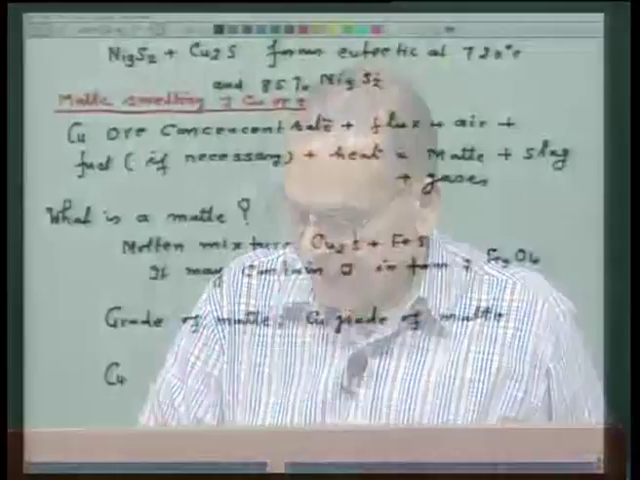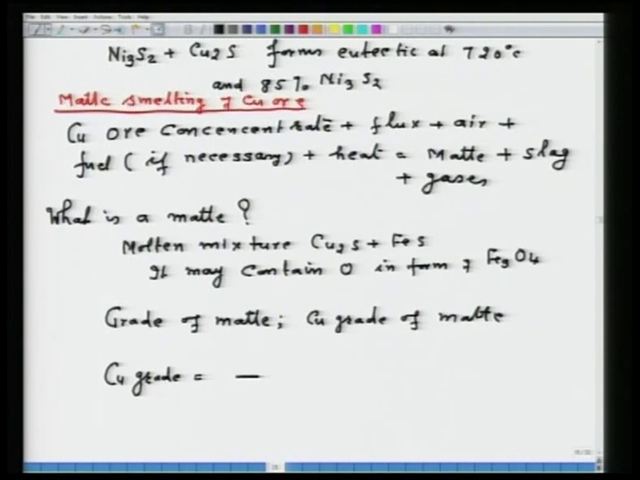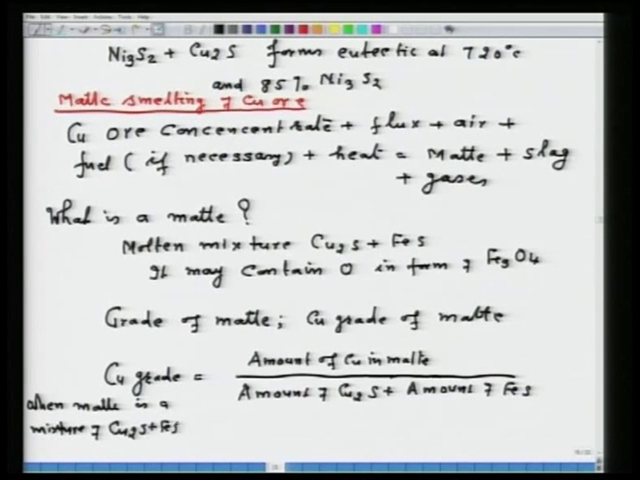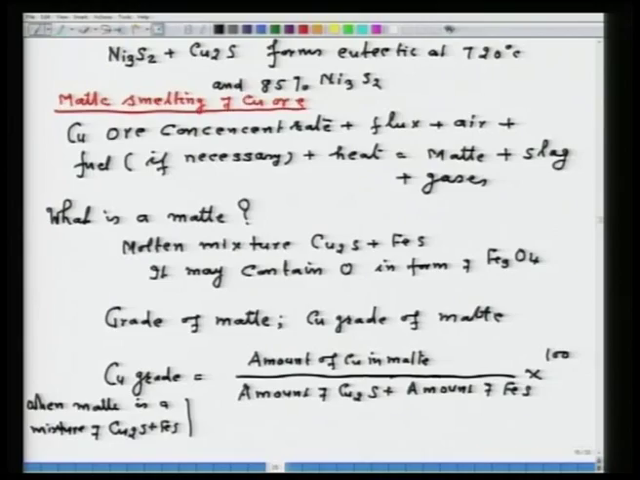So, for example, copper grade can be defined as amount of copper in matte upon amount of Cu2S plus amount of FeS. Now, this is copper grade when matte is a mixture of Cu2S plus FeS only. If it has Fe3O4 also, then it is amount of copper in the matte upon amount of Cu2S plus amount of FeS plus amount of Fe3O4, into 100. That is how you will define the grade of matte. It is given in percent.